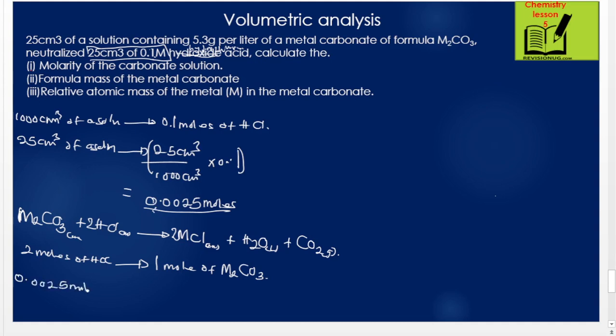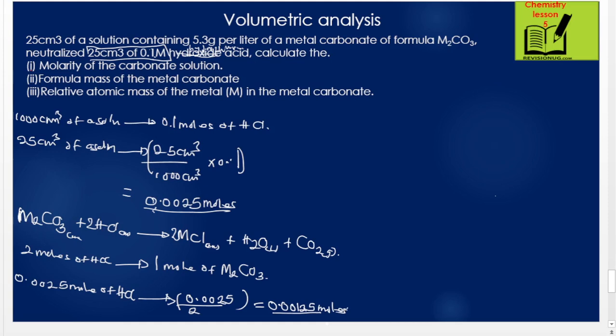Then how about these moles here? 0.0025 moles of hydrochloric acid will react completely with 0.0025 all over 2. So this is going to produce, divide this one by 2, so it is producing 0.00125 moles there.